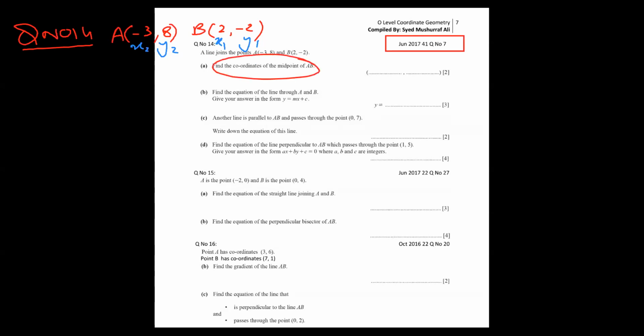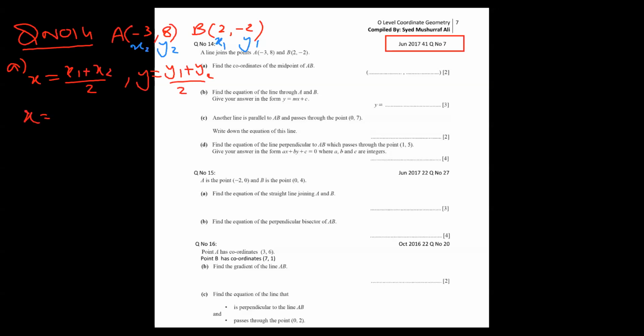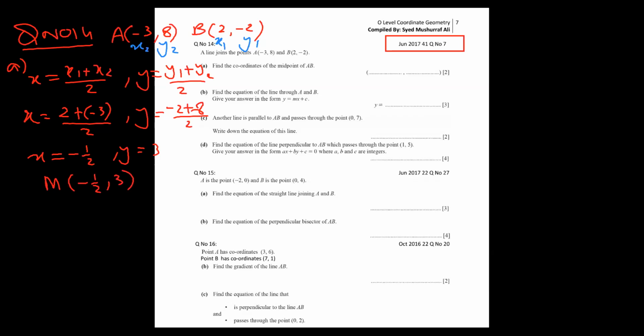First of all, he is asking for the midpoint. The midpoint is not a hard job. We can find it easily: x1 plus x2 divided by 2, similarly y1 plus y2 divided by 2. I can replace the values, so look carefully. x1 is 2, plus minus 3, by 2. And y1 is minus 2, and 8. So minus 2 plus 8 divided by 2. The answer is negative half here, and here we got 3, because 6 by 2 is 3. So the midpoint is very clear: minus half, comma 3. So the first part is very clear.